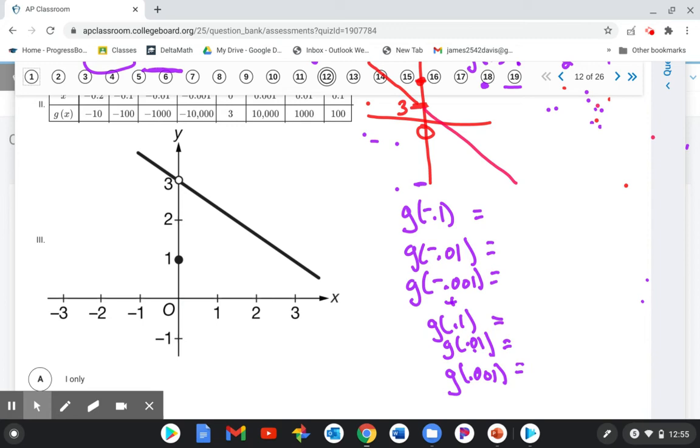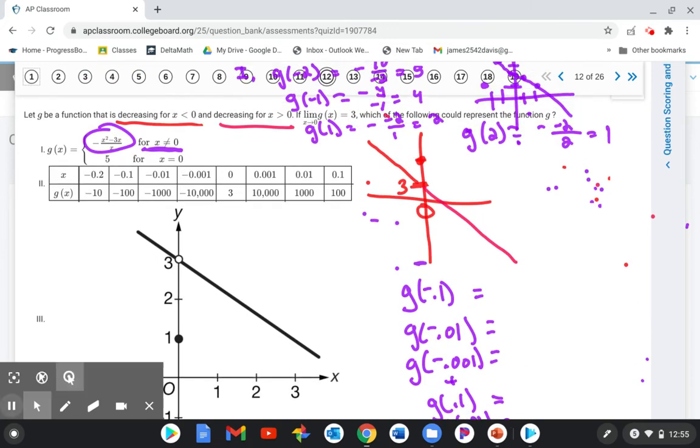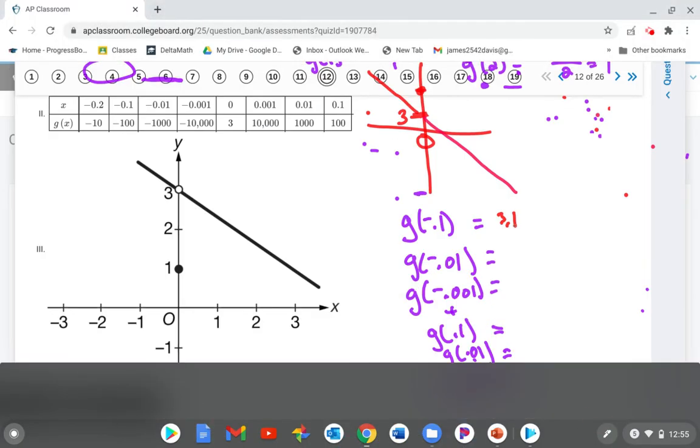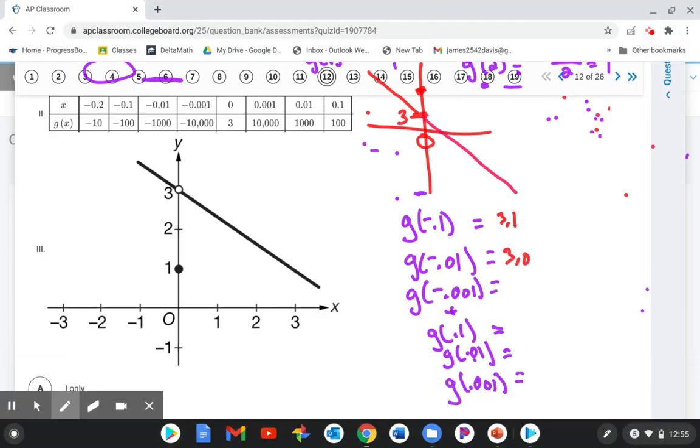Somehow I lost my function here. All right, got my function in. This one is 3.1. If I do negative 0.01, that gives me 3.01. And if I do negative 0.001, that gives me 3.001. So I'm definitely approaching 3 from this direction.